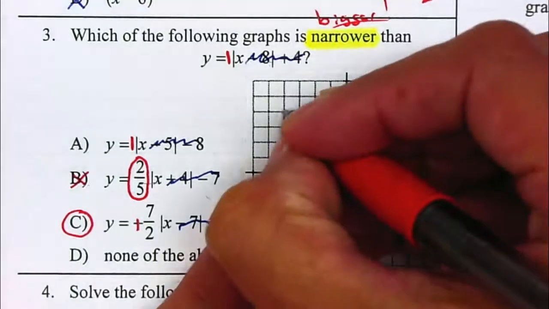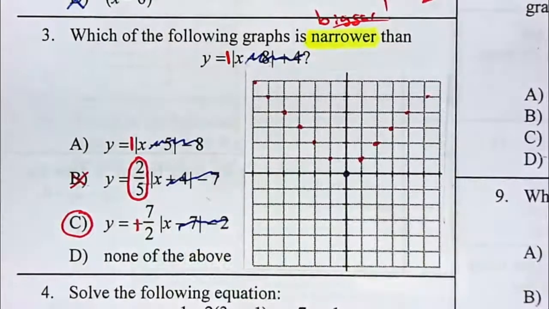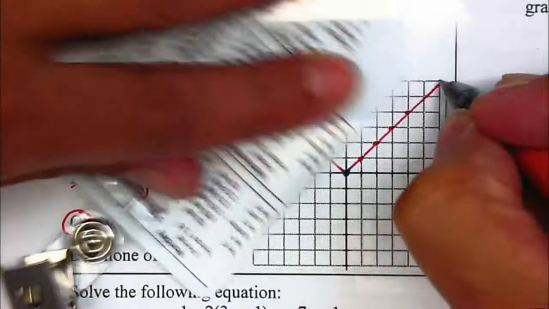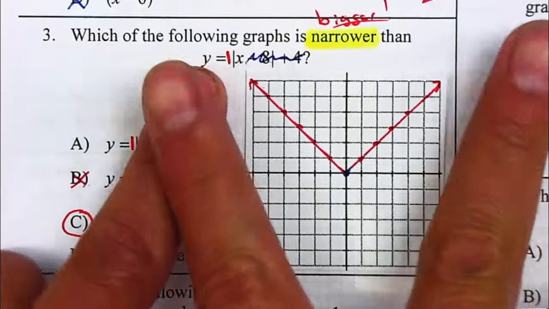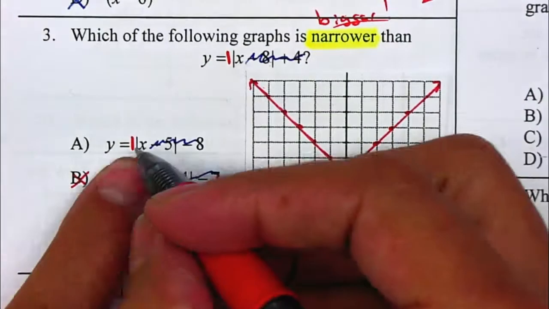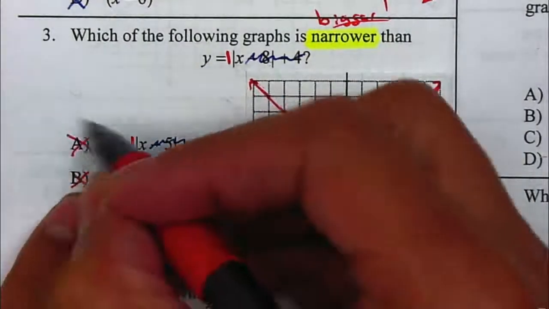Remember, absolute value functions have the shape of a V. And in class we learn why. But for now, we're just looking to see which one is narrower. So that is the graph that's given to me. That is the shape of the graph. I'm looking for something that's narrower. Now for letter A, it's 1 over 1, so it will be exactly the same. So I know A is not the answer.